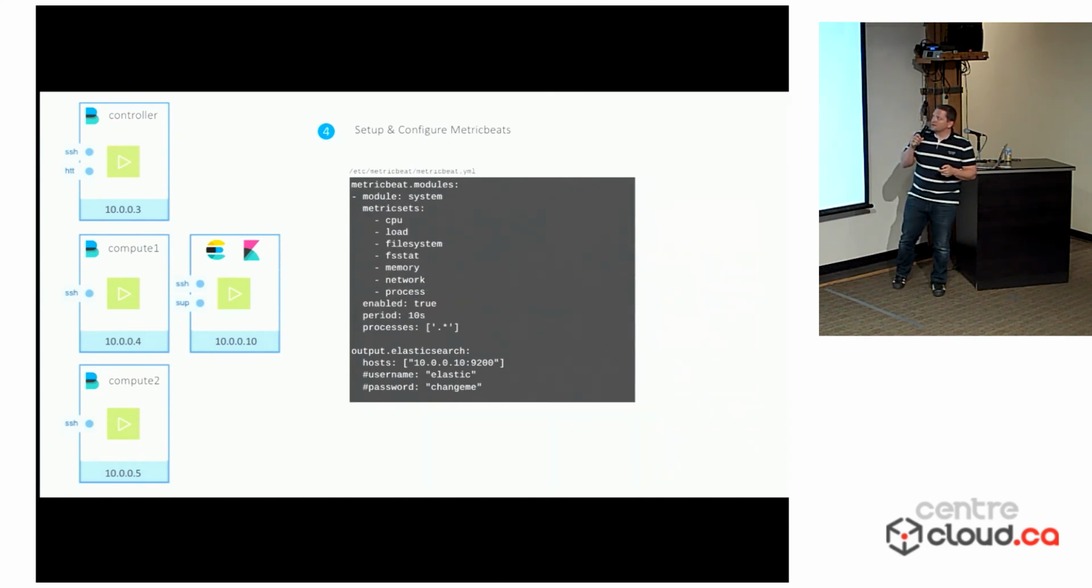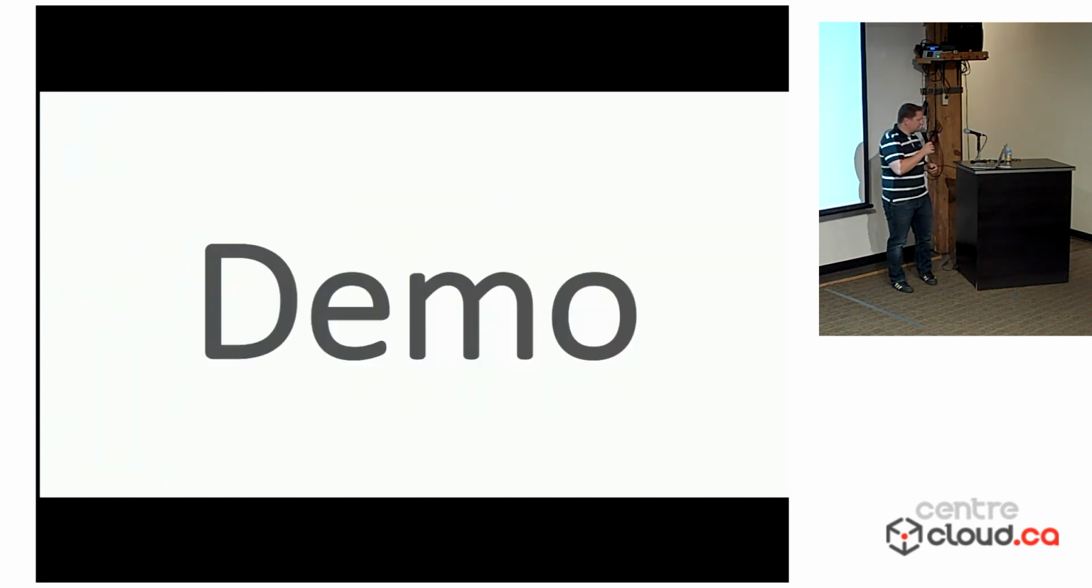I also set up a second Beats module, Metricbeat, which pushes CPU utilization data, memory utilization data, network data, and some file system information to Elasticsearch so you can analyze it later on. And again, configure the output to Elasticsearch. Okay, let's take a look at that.